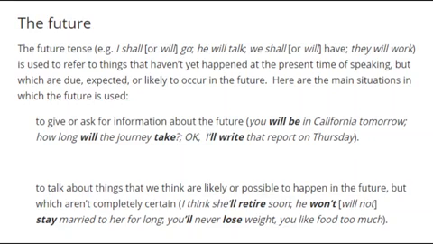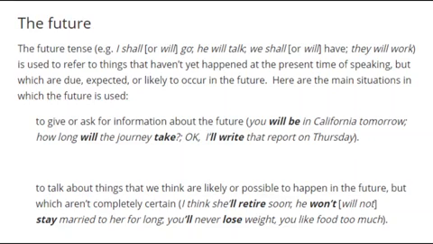Here are the main situations in which the future is used. For example, you can see these sentences. To give or ask for information about the future. You will be in California tomorrow. How long will the journey take? Okay, I will write that report on Thursday. In all these things, the action has not taken place, but is going to take place. For all these things, we use future tense.